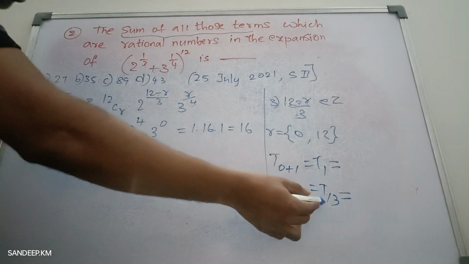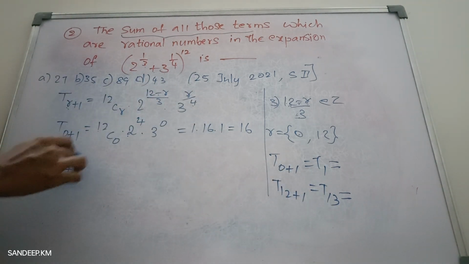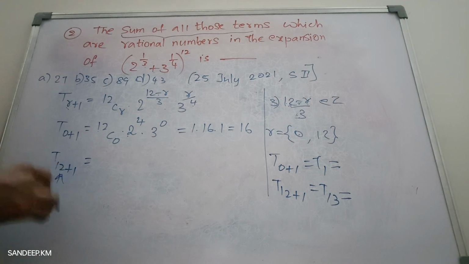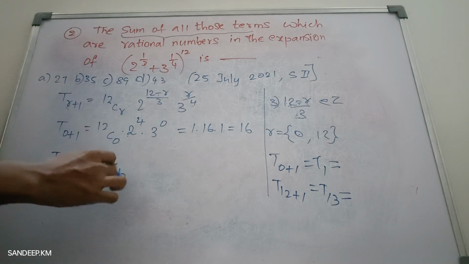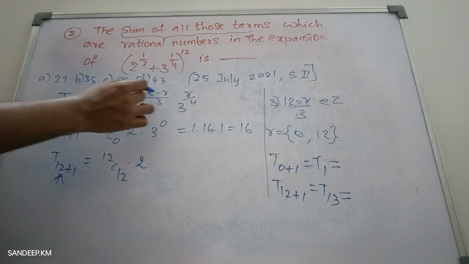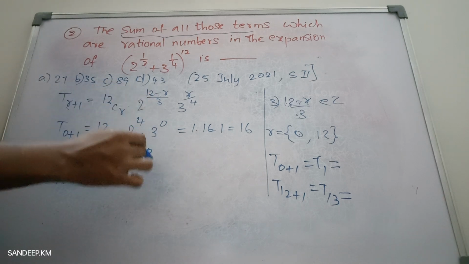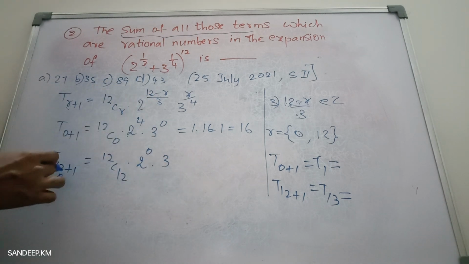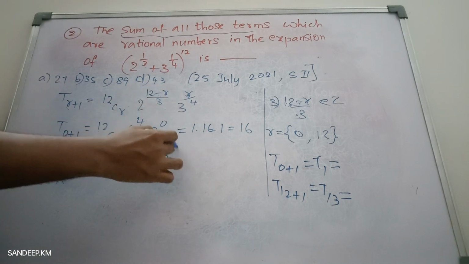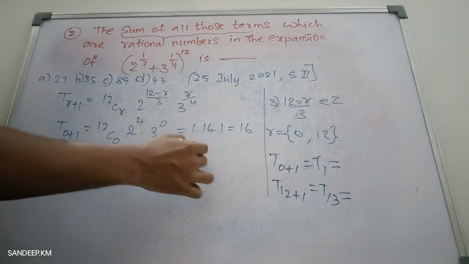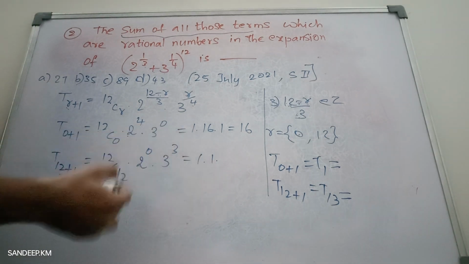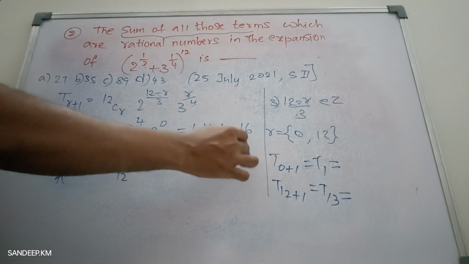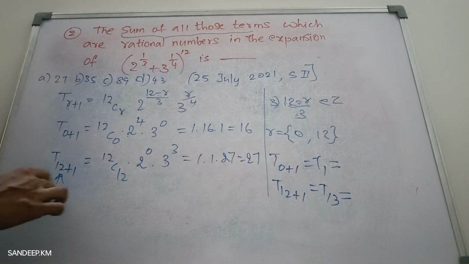Similarly, we have to find the 13th term. 13th term means T(12+1). So the r value is 12, right? Now substitute here. 12C12 into 2 power (12 − 12)/3, which is 0, into 3 power r/4, where r is 12, and 12 by 4 is 3. So 12C12 value is 1, 2 power 0 is 1, 3 cube is 27, and you will get 27. So therefore, what is the sum of the rational terms?